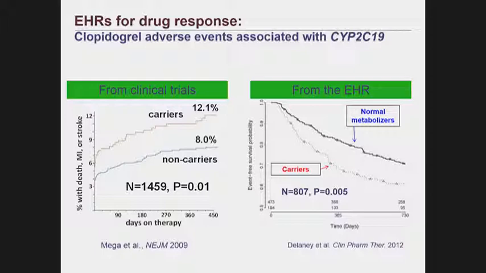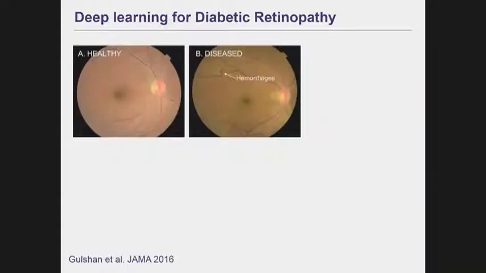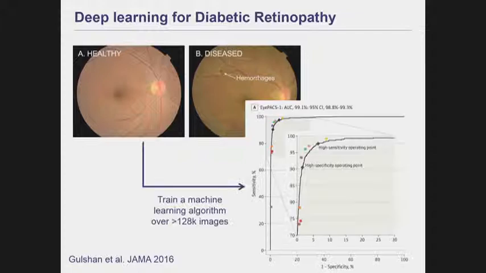A lot has been discussed recently about deep learning techniques and more advanced machine learning. This is one of many such studies that's starting to come out recently, where they used machine learning algorithms that were trained over about 120,000 individuals or images to predict diabetic retinopathy or not.